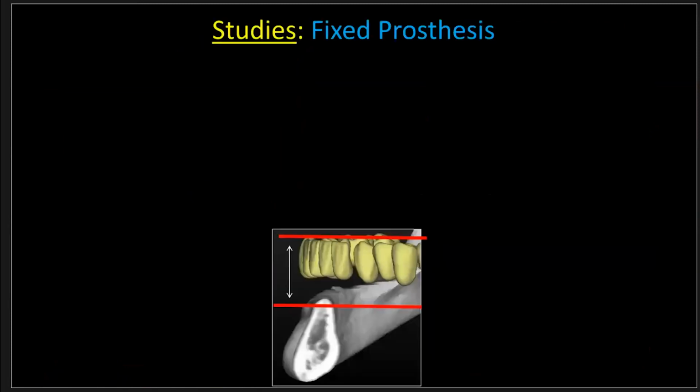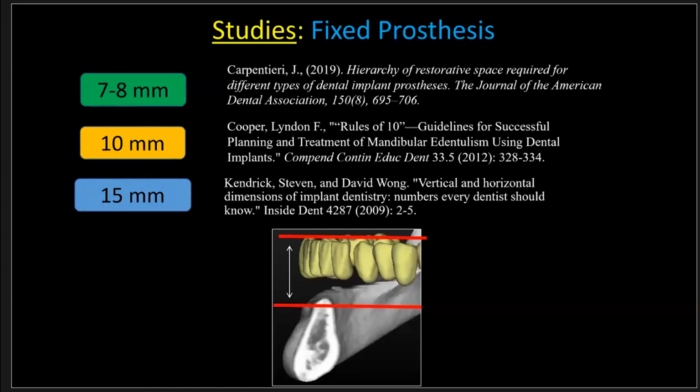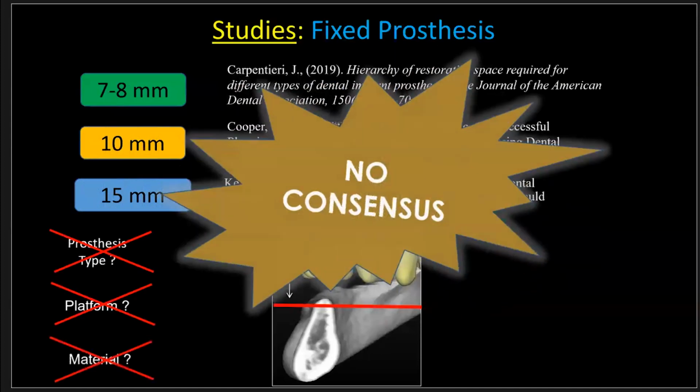So if we go through the space required that we've come up with, we're going to start with fixed. If we look at the studies on fixed, as I've harped on, the numbers are all over the place. Some will say as little as 7 millimeters, some will say as high as 15 millimeters. But these articles don't talk about the prosthesis type, the platform, whether we're going to the implant level or multi-unit level, what the material is.